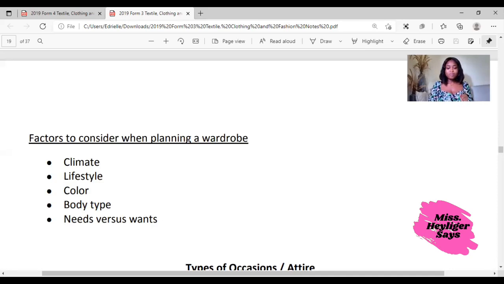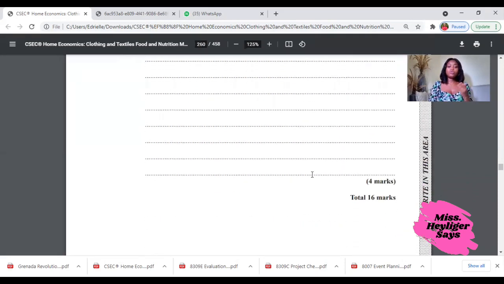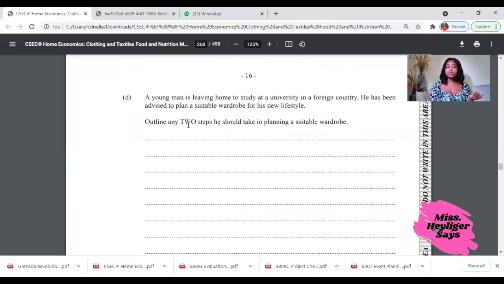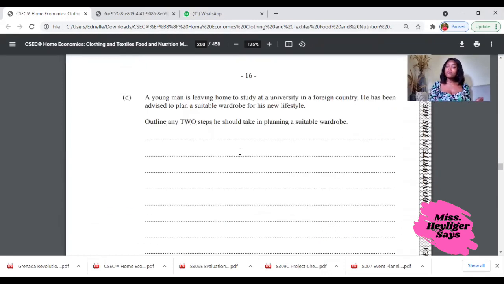All right. Once you have stated what these factors are, you can give a little bit of an explanation, just as I have, so that you can secure your 4 marks because you have to outline 2 steps. So let's say 1 mark for stating it and 1 mark for outlining it. Okay? So that brings us to the end of question 4.